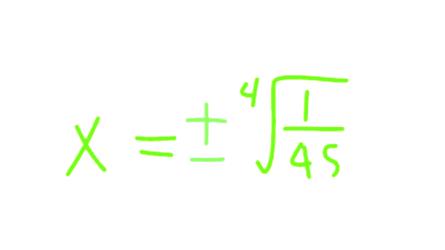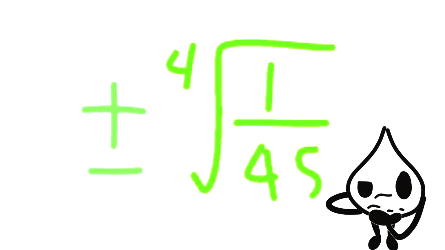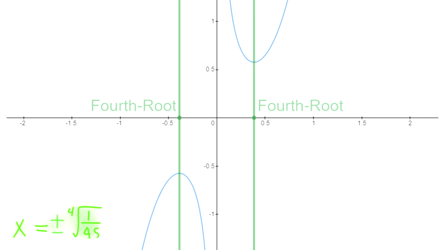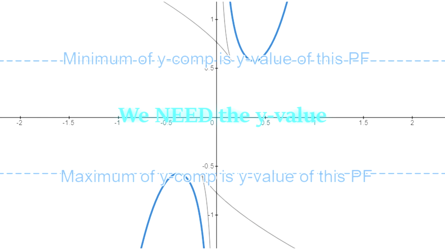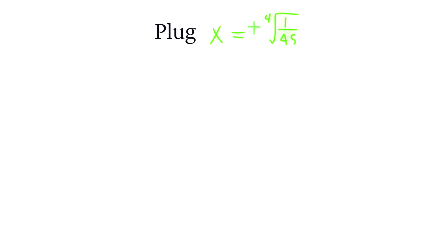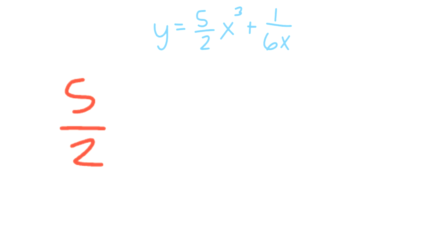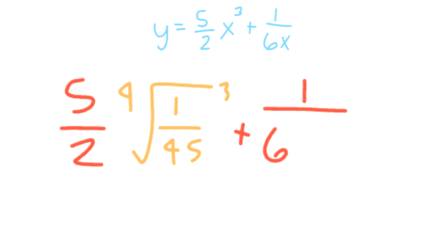So what does this number mean? Well, they're the x values of the y component where both the local minimum and maximum take place. Remember that we need the y value of these minimum and maximum. So if we plug the positive answer into our y component, we get 5 halves, fourth root of 1 over 45 cubed, plus 1 over 6 times the fourth root of 1 over 45.